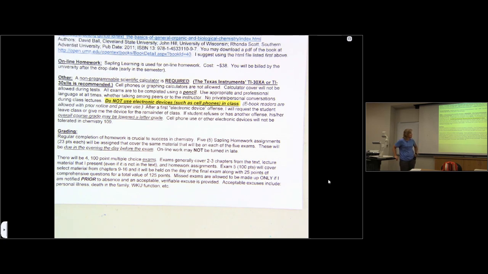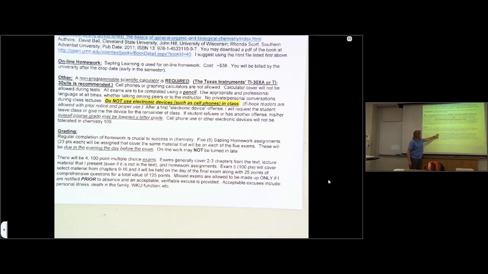So you can get to bed early and maybe study instead of just working on homework at 12 o'clock that night. There are also going to be 4 100-point exams. They are all multiple choice. Exam 5 is also 100 points. It is held the day of the final exam, and it also has 25 points that are comprehensive.